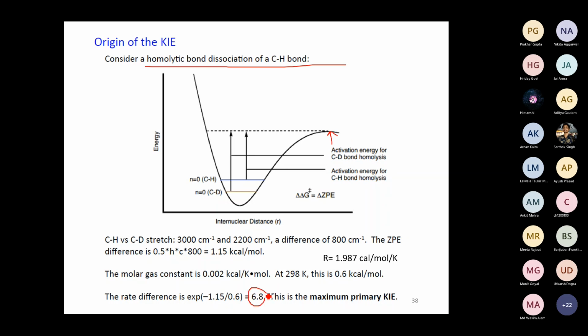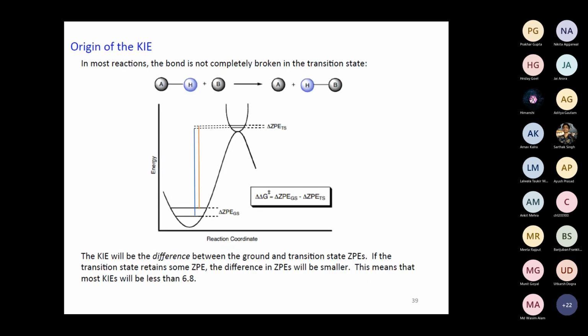Last time we also discussed how we get the maximum theoretical value of 6.8. This is based on experiments as well as calculations based on the Arrhenius equations. That is basically the difference of the zero point energy of CD and CH in the ground state, the ground state of the starting material. All right, so hope it is clear from now.